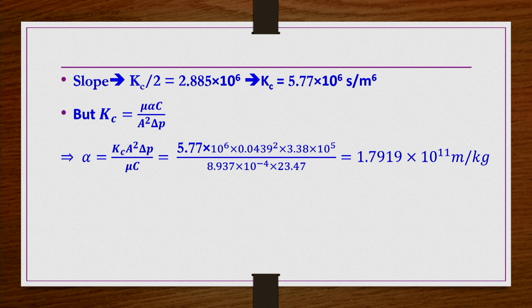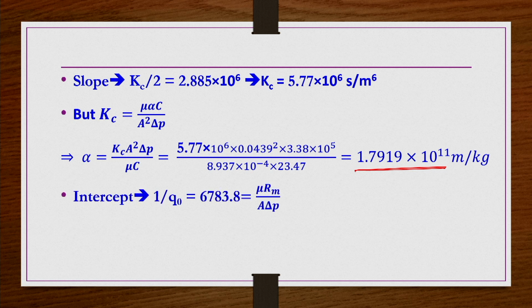So, Kc, just now we found it as 5.77 into 10 power 6, A is nothing but 0.0439, and delta P is nothing but 3.38 into 10 power 5 pascals, divided by mu, which is 8.937 into 10 power minus 4 pascal second, and then C is given as 23.47. When you simplify this expression, you will get alpha as 1.7919 into 10 power 11 meter per kg.